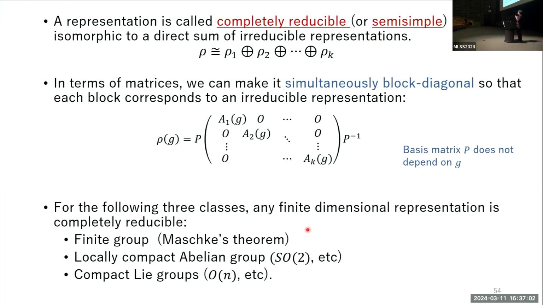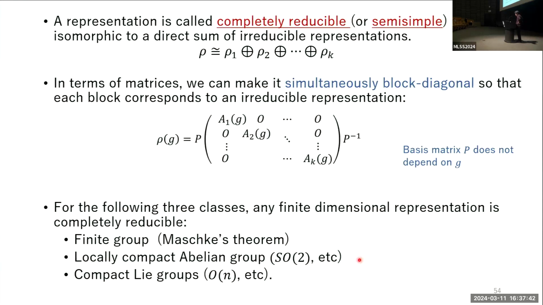So for a finite group, any finite dimensional representation can be expressed as a direct sum of irreducible representations. So this is, in matrix terminology, the simultaneous block diagonalization. Simultaneous means that the block diagonalization can be achieved irrespective of G. It doesn't depend on G. We can find a change of basis which doesn't depend on G. So this is a very strong result.